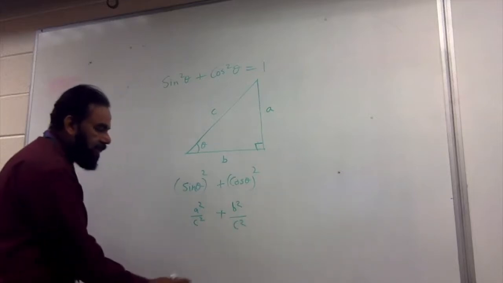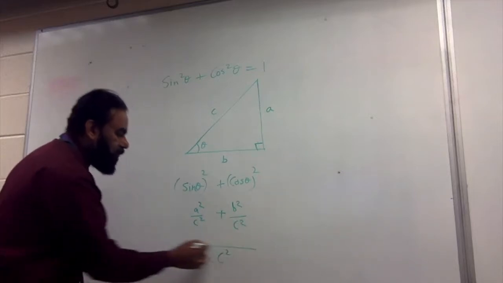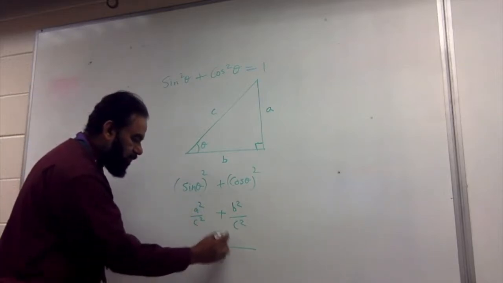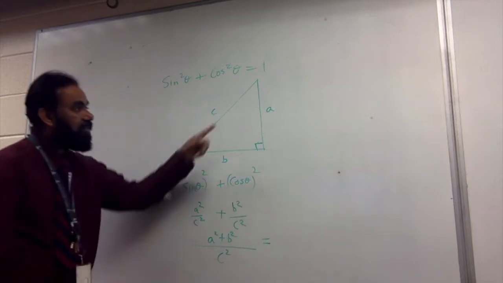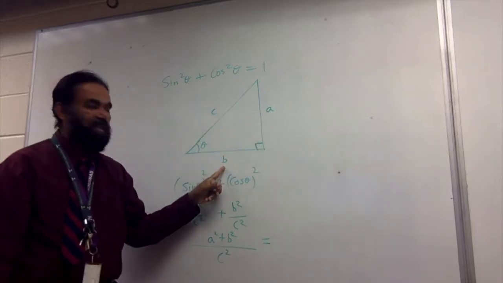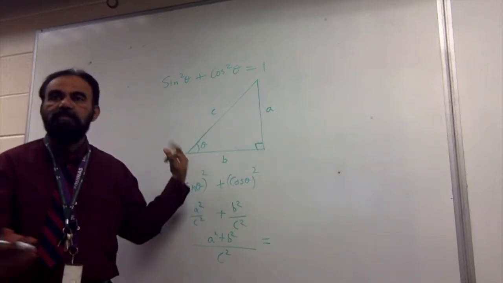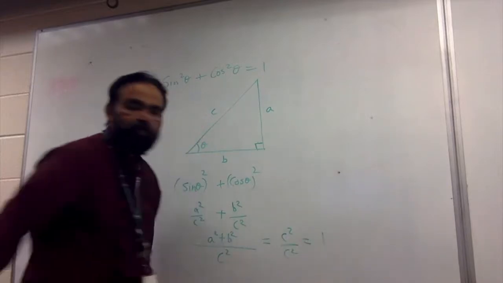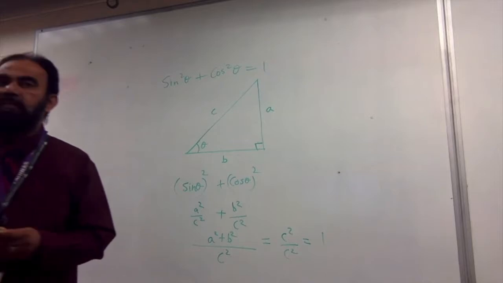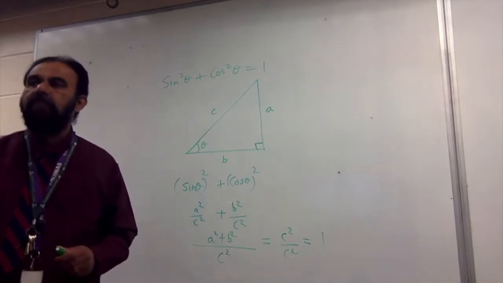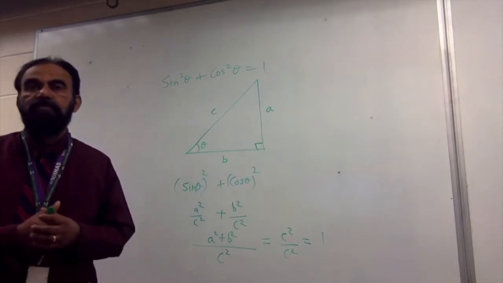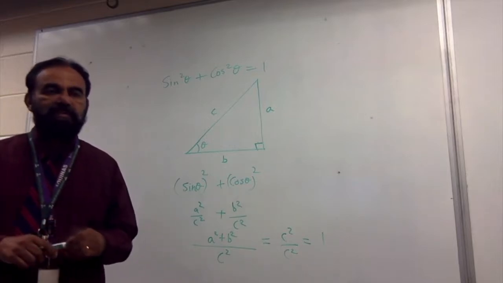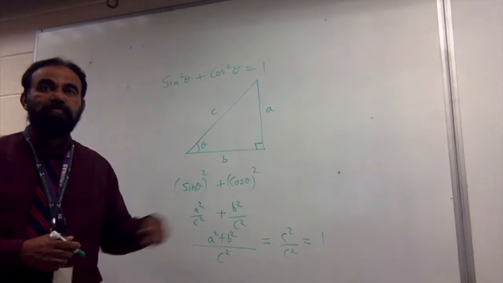Now take C square common. What do you have on the top? What is A square? This leg square plus this leg square. C square, hypotenuse square. Every trigonometric identity has a proof. So you should know that also. I know some of you know the trigonometric identities, but the proofs are here.